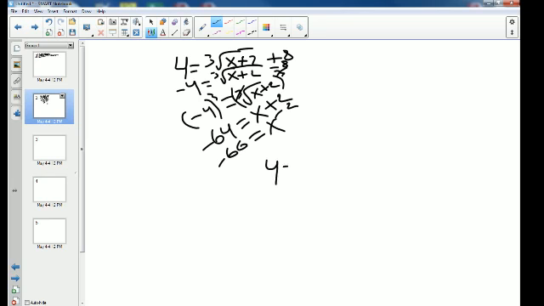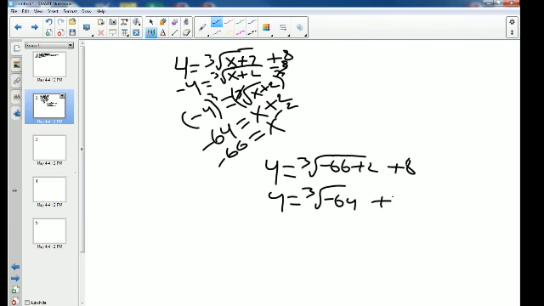So then we'll get 4 equals cubed root of negative 66 plus 2 plus 8. This becomes 4 equals cube root of negative 64 plus 8. Cube root of negative 64, as we found out earlier, is negative 4. So negative 4 plus 8 equals 4. So 4 equals 4. You just verified this problem and you are done.